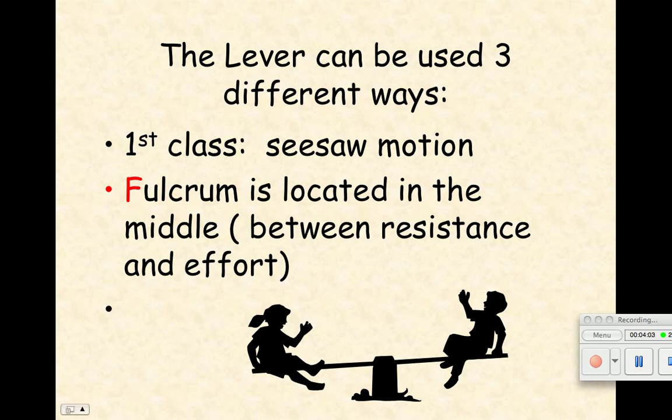So levers can be defined into 3 different classes. And the first class, the classic example of a first-class lever, is the seesaw. The fulcrum is located in the middle between the effort force and the resistance force. And you can see why this is the classic example. I'm pushing down, the lever's pushing up, and the fulcrum's in the middle. This is a first-class lever, the seesaw.